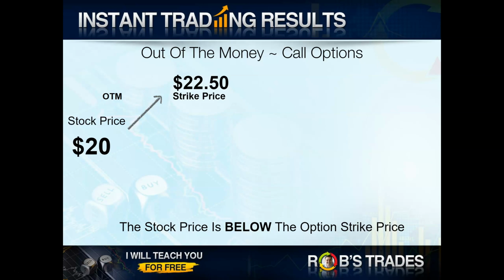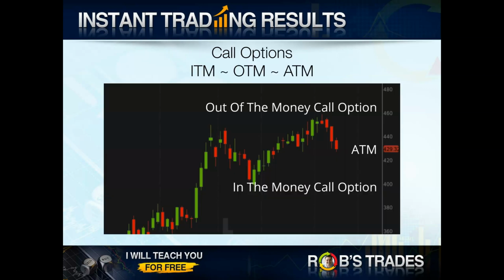On the flip side, out of the money, what does that mean? It means you are out of money. You don't want to go and buy a stock at $22.50 if you could go and buy it in the marketplace for $20. So just think of in the money or out of the money. So in call options, you can see that on the chart there. In the money, out of the money, at the money, $429 at the money. If the price is higher, that's out of the money. If it's lower, it is in the money on a call option.